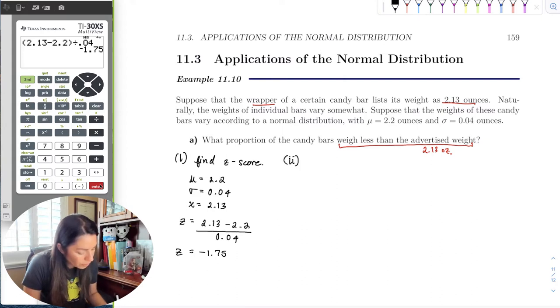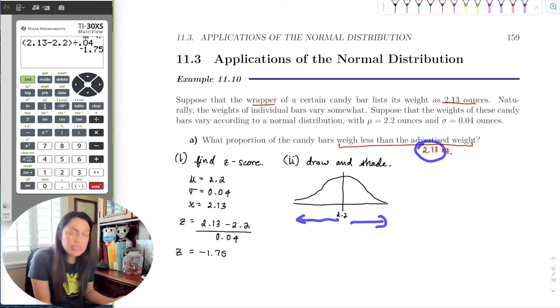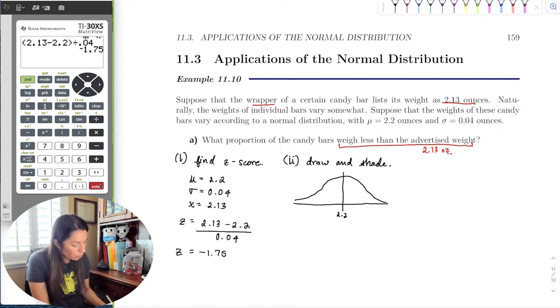Step two is always to draw and shade, because that will always help us the most. So I draw this, it gets worse as I go along in the chapter. Here we can put the mean of 2.2. So where is the observed value 2.13? Is it to the left or to the right? Is it greater than the mean? Well, we know our z-score is negative, so it's below the average. So we'll put 2.13 on the left side where it belongs.